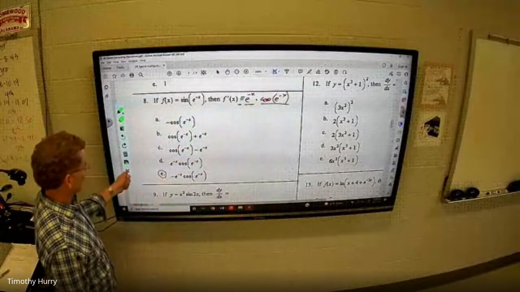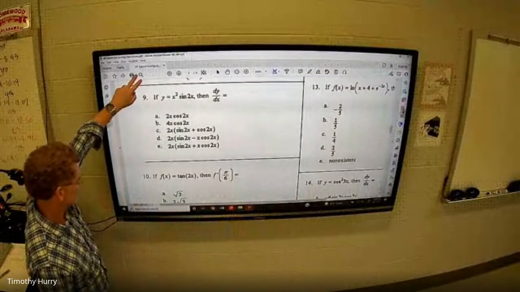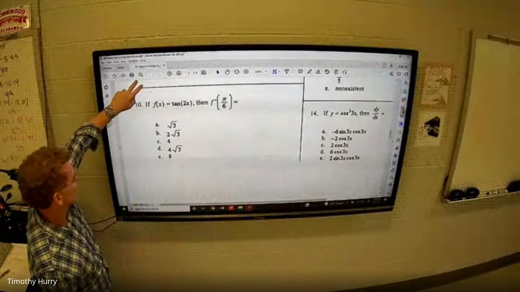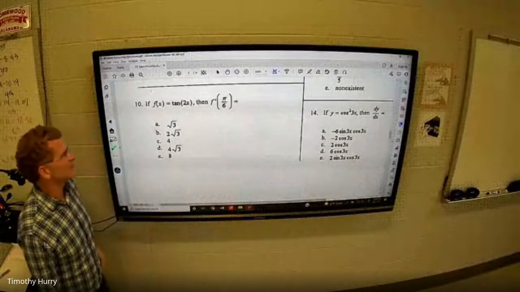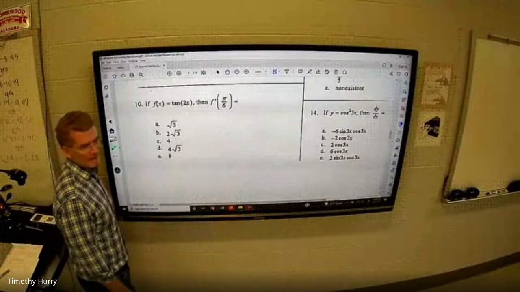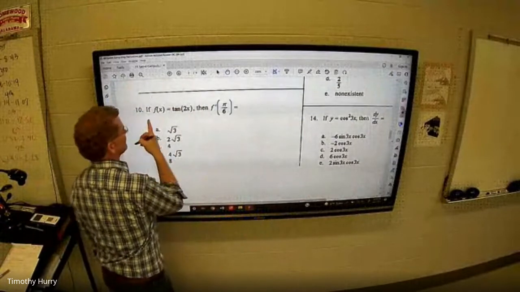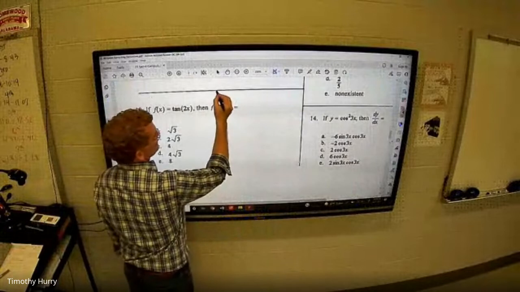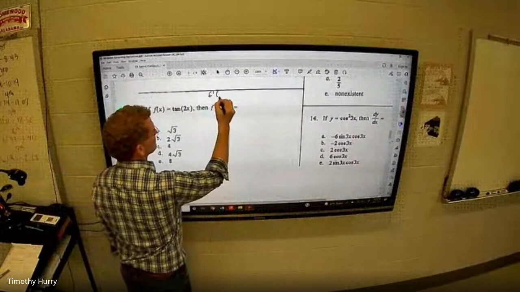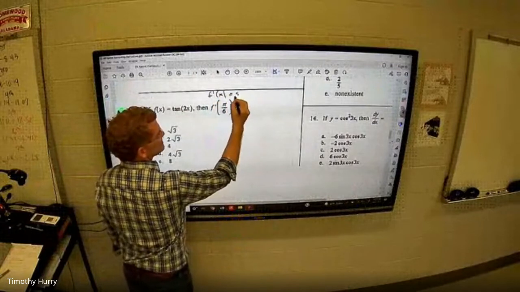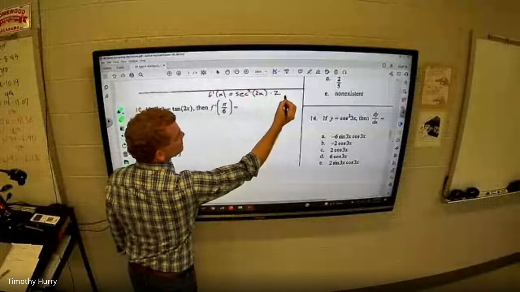I'm getting bored with these. Hold on. Let's look at number 10. Not that that's really brutal, but look at number 10. What's the derivative of tangent of 2x? Secant squared. So the derivative of tan 2x is secant squared 2x times a 2.